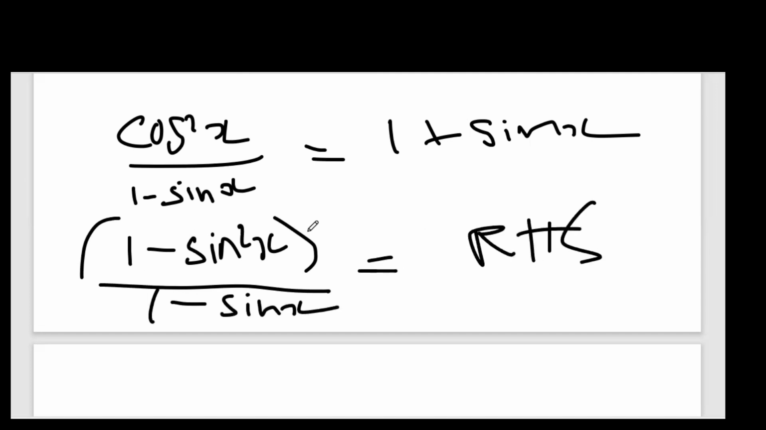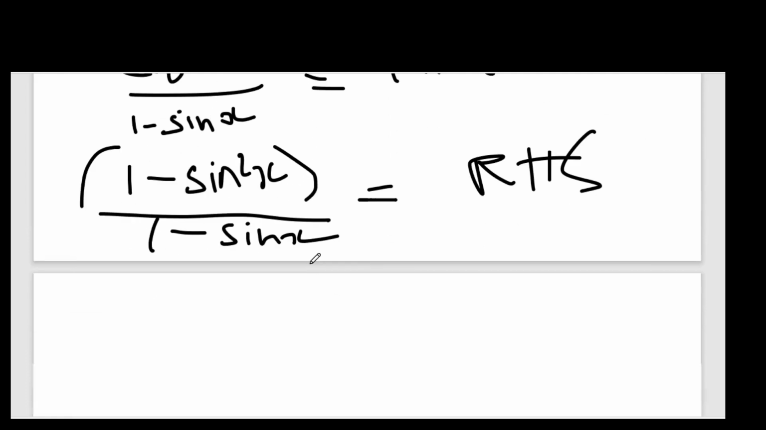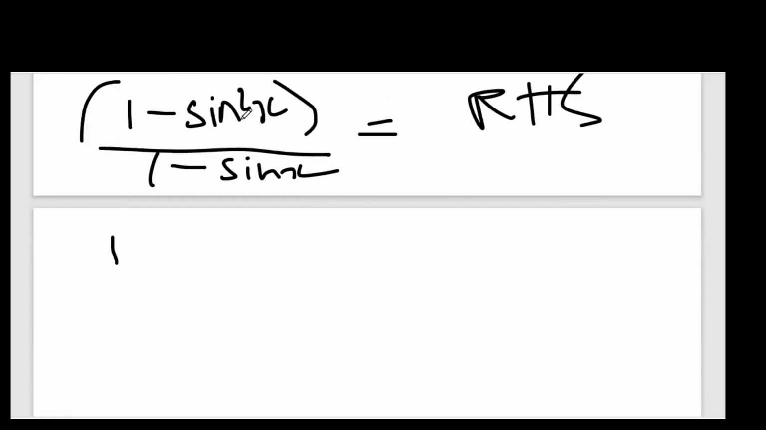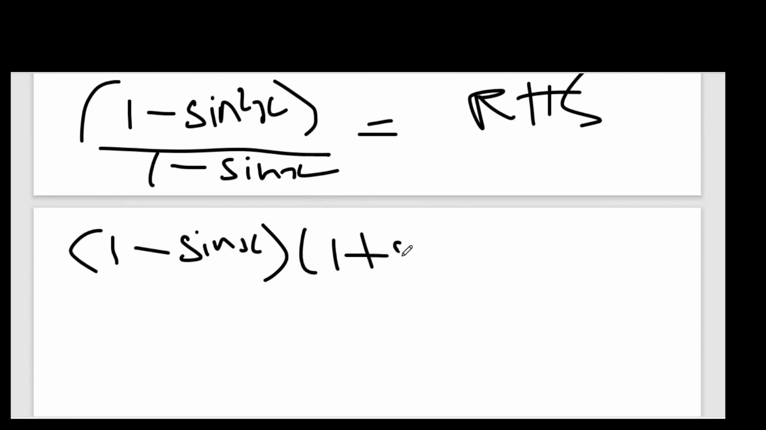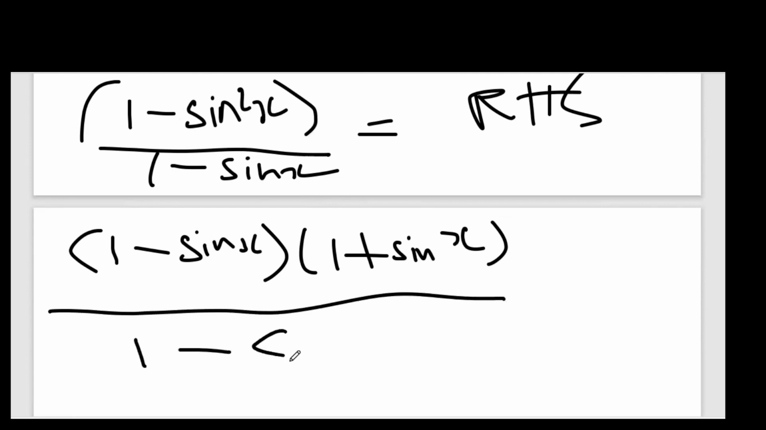I'm getting this from the identity cos squared x plus sin squared x equals 1, which means cos squared x is just equal to 1 minus sin squared x. You can see that whatever we have in the numerator is just a difference of two squares. So I can also write the numerator as 1 minus sin x, then 1 plus sin x, over 1 minus sin x, which equals the right-hand side.